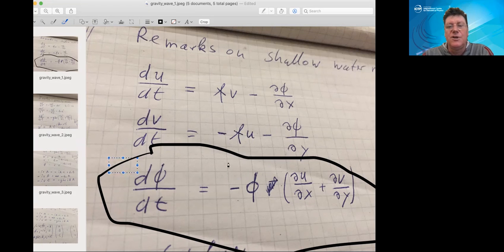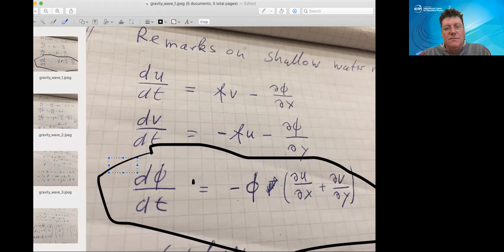So this is the continuity equation. It just tells us whenever there is a convergence in our fluid, the height of the fluid has to go up because the mass has to go somewhere. When there is a divergence in our fluid, then the height has to go down. It's just a very intuitive conservation law.